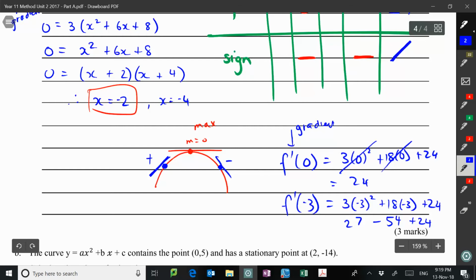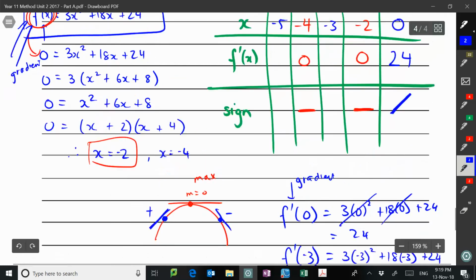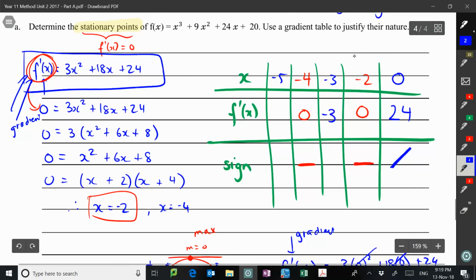I would probably do 27 plus 24, and that gives you 51. 51 take away 54 is -3. So I know the answer is -3. What does that matter? That just tells me the gradient is -3 when x is -3, and it's a negative gradient.